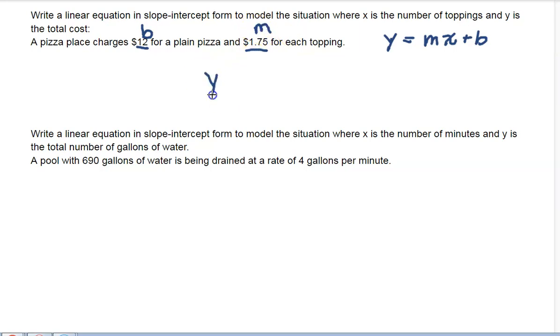So y equals $1.75x plus 12. And last example here.